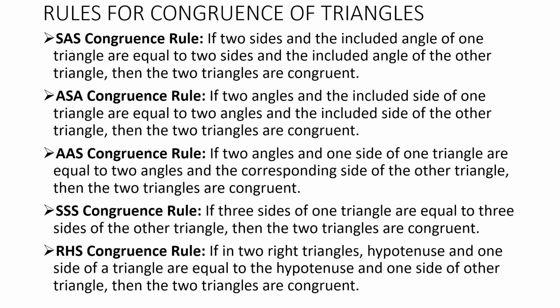RHS congruence rule is for two right angle triangles. If in two right angle triangles, hypotenuse and one side of a triangle are equal to the hypotenuse and one side of the other triangle, then the two triangles are congruent. RHS stands for the right angle, hypotenuse and side.